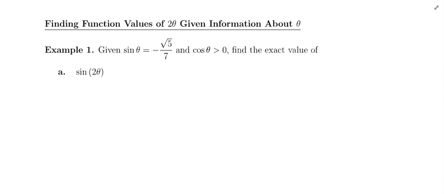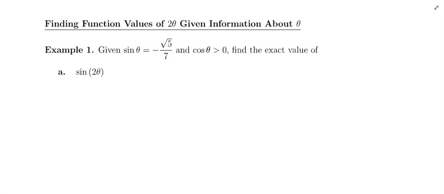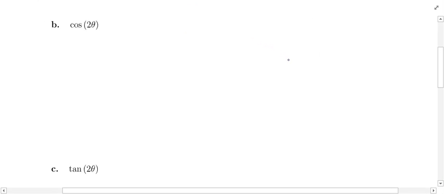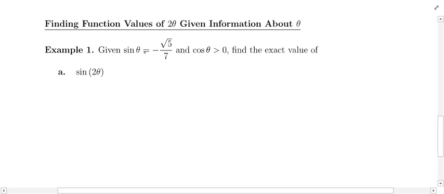So let's look at example 1 here. It says, given that the sine of theta is equal to negative square root of 5 over 7 and the cosine of theta is greater than 0, find the exact value of the sine of 2 theta. That's part A. This example continues into the next page. We are also going to have to find the cosine of 2 theta as well as the tangent of 2 theta. First, notice everything that we've been given, the information, it's all about theta, not 2 theta.